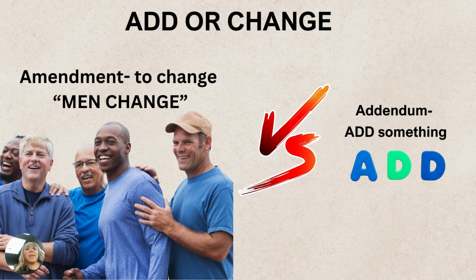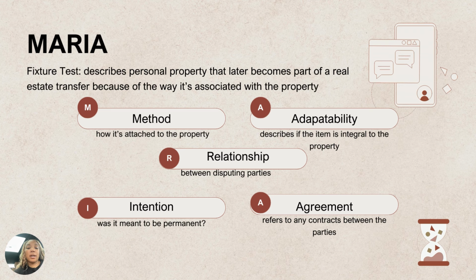That's what amendment is. Versus addendum is to add something. The ADD is to add something to the contract. So it's not going to be a whole separate thing. You're adding something to the contract. So again, add or change, what's the difference? Amendment is men change, so that means you're changing something in the contract, versus addendum is to add something to the contract.